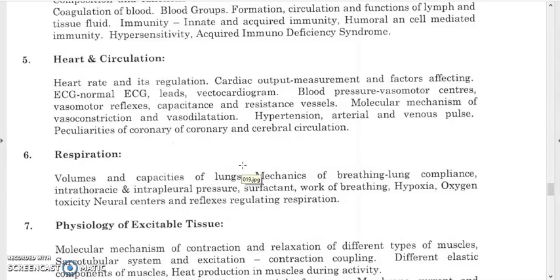versus, that is SP is to DP is to PP, that is systolic pressure is to diastolic pressure is to pulse pressure, that is 120 is to 80 is to 40. So you have to also study here capacitance, resistance of blood vessels, molecular mechanism of vasoconstriction and vasodilation, hypertension, arterial and venous pulse, peculiarities of coronary and related cerebral circulation.